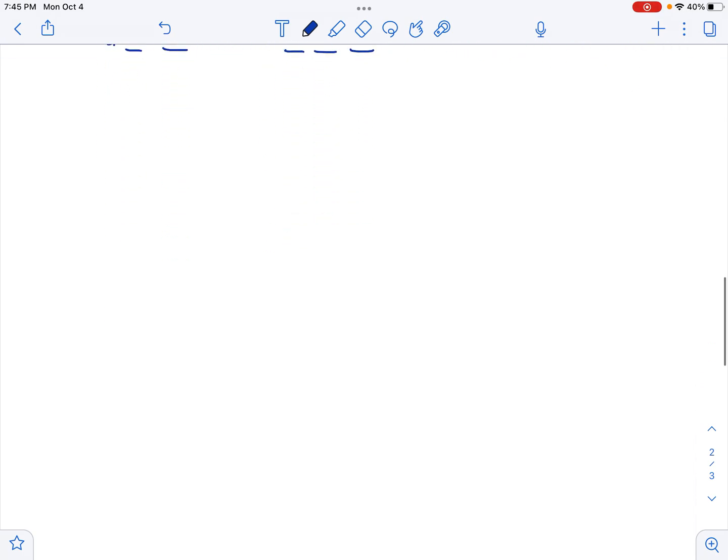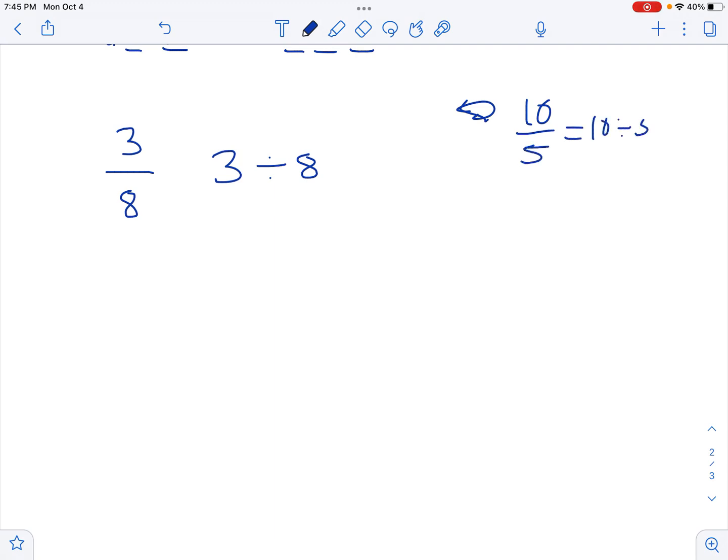So that's pretty easy. But what if it's harder? What if it's like 3/8? So a couple of things. One is there are certain fractions that you should know what the decimal equivalent is, and we're going to talk about those. But the other thing you have to have in your head is that whenever you have a fraction sign, that means divide. So that means 3 divided by 8. Just like if I wrote 10 over 5, that means 10 divided by 5, which equals 2. So 3 divided by 8.